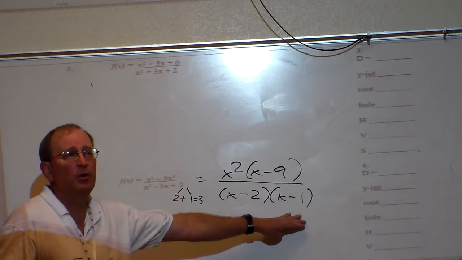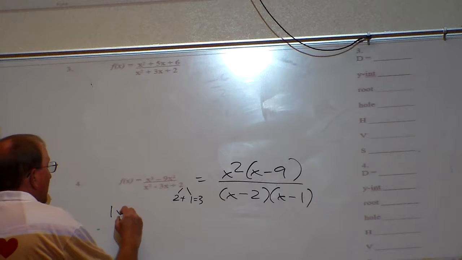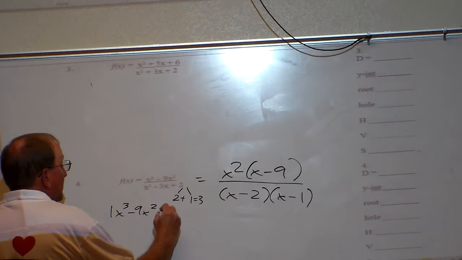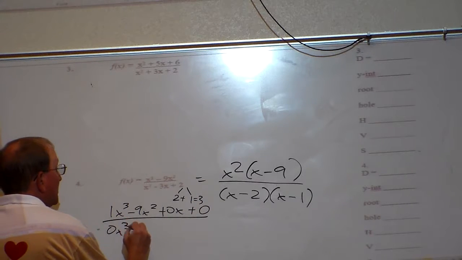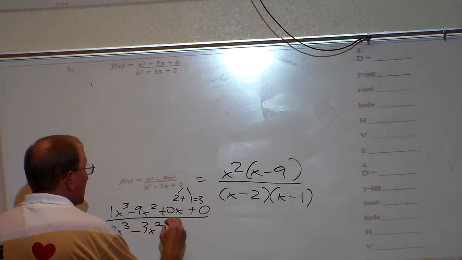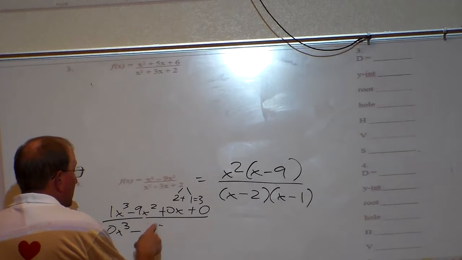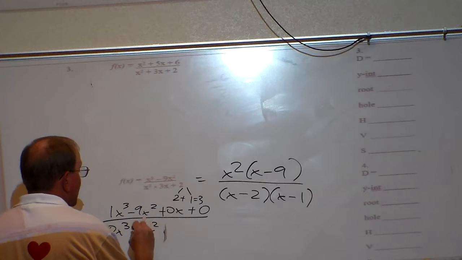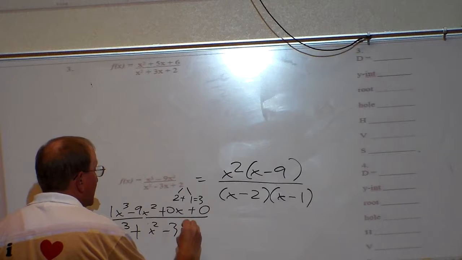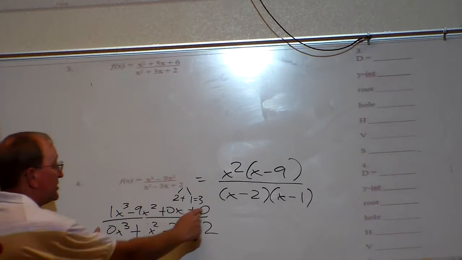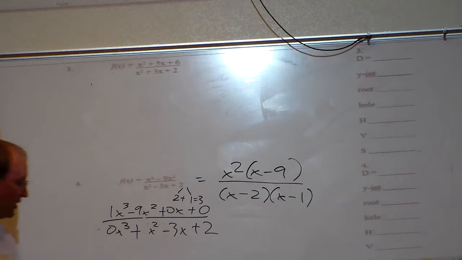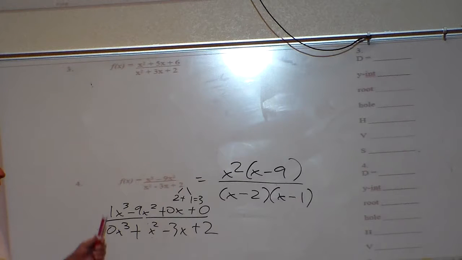Now I'm going to rewrite this one in what I call big general form. Meaning I have 1x cubed minus 9x squared plus 0x plus 0 over 0x cubed, minus x squared, minus 3x plus 2. Why did I rewrite this with the zeros in here? So I can line them up to do my first and last terms in a sense, right? I didn't trick you on the test. The y-intercepts will be the last ones.